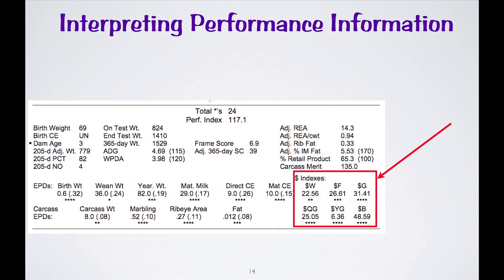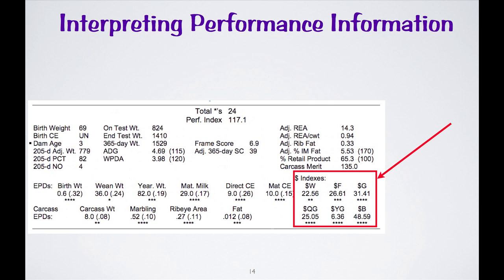The dollar grid index, or the dollar G index, is if you're going to sell those animals on a yield and grade grid. And so you can see this particular bull, and if you remember back, he had good value for marbling and ribeye area. So this would be a particular bull where you might want to consider retained ownership.